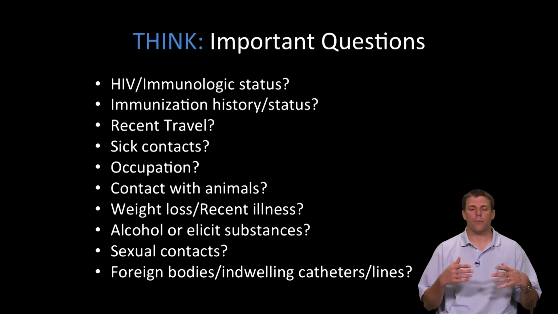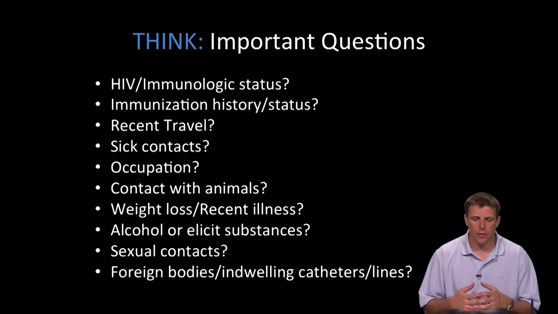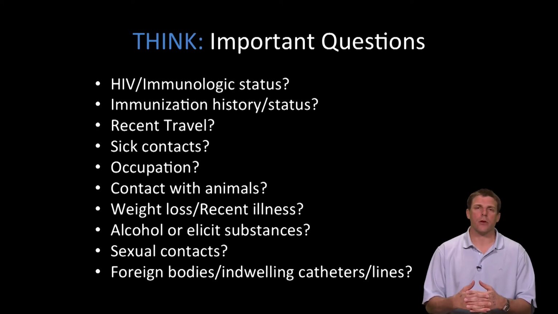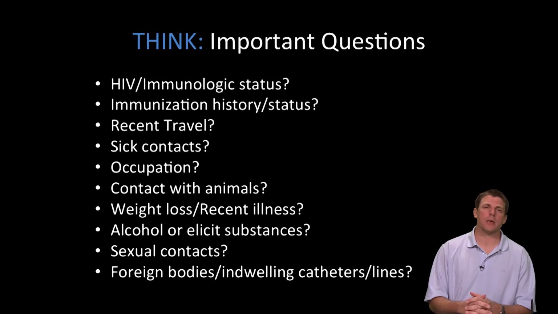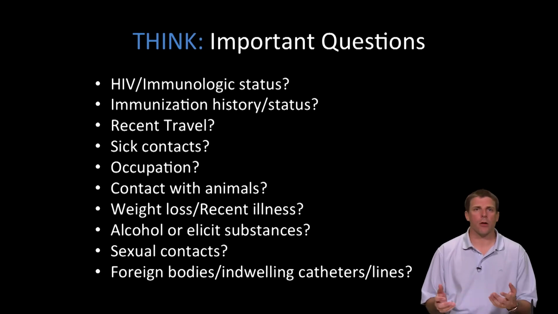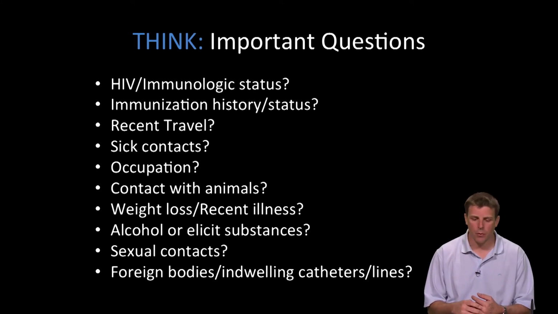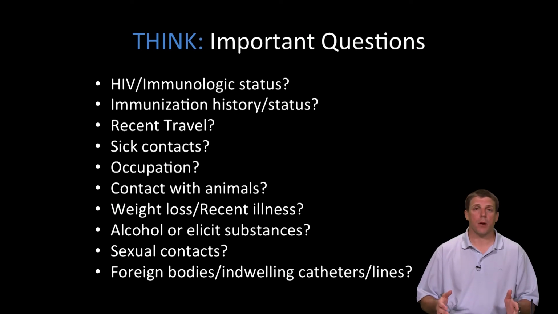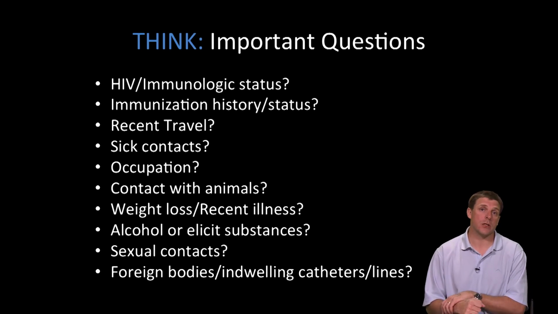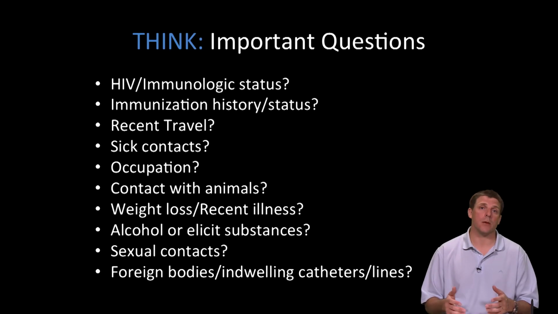So, following along this same approach, we want to think about very important questions tailored to the issue of fever of unknown origin. So first of all, as we just discussed, the presence of HIV or any other immune deficiency is of course vitally important. This greatly expands the possibilities in terms of pathogens that could be causing the patient's fever. We'd also want to know about their immunization history and status. So is this patient fully immunized? Have they had recent immunizations?